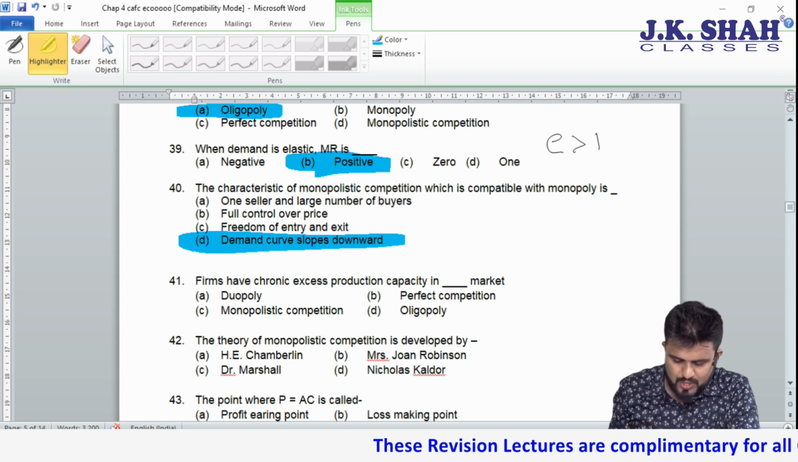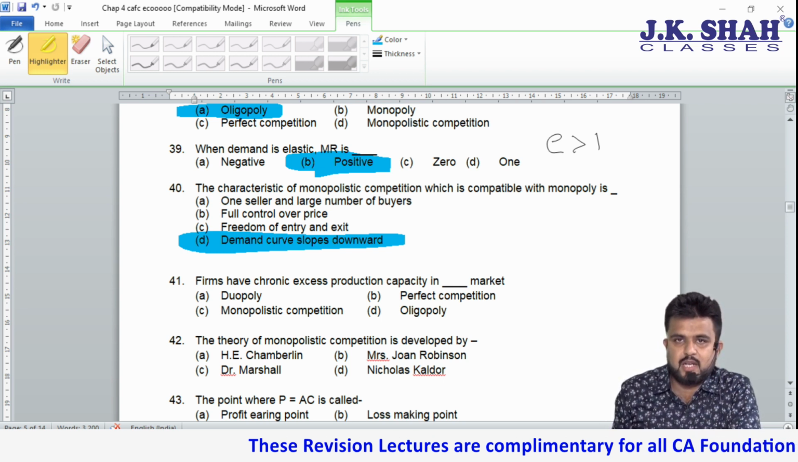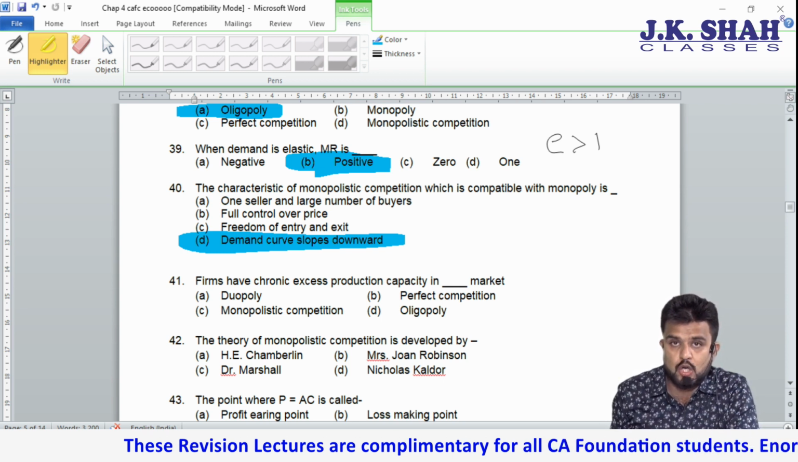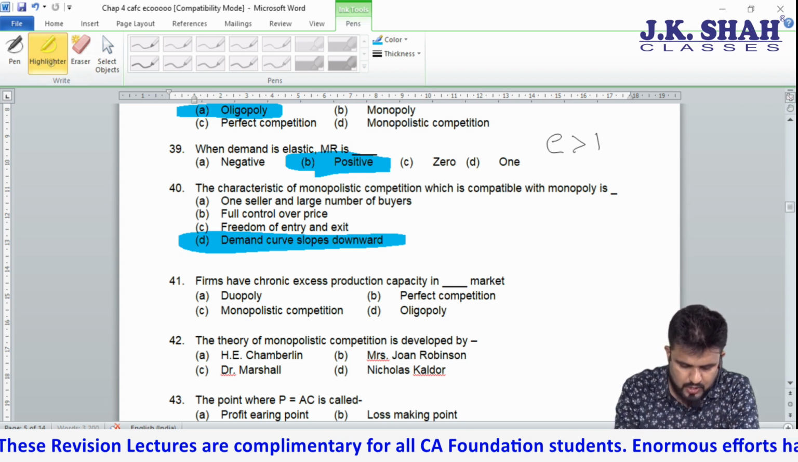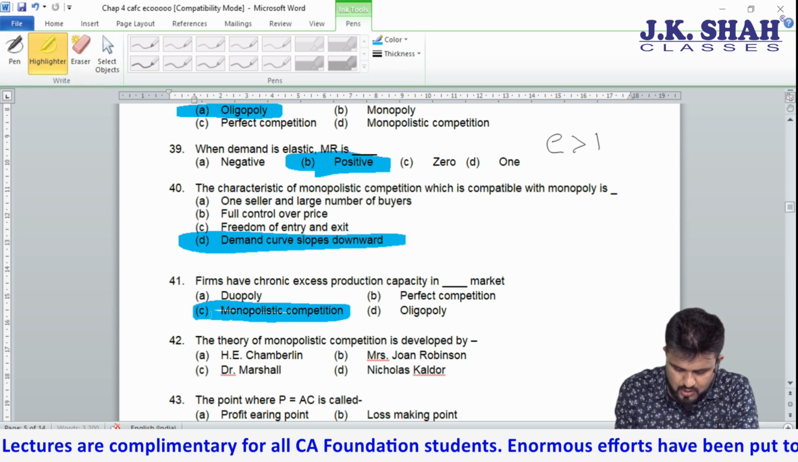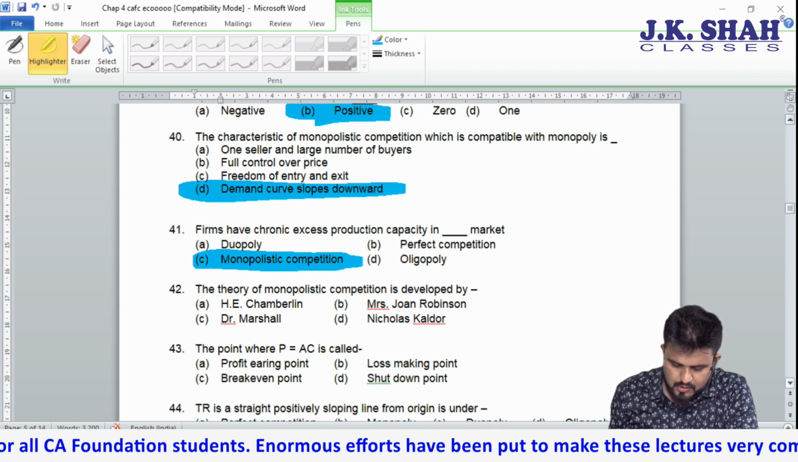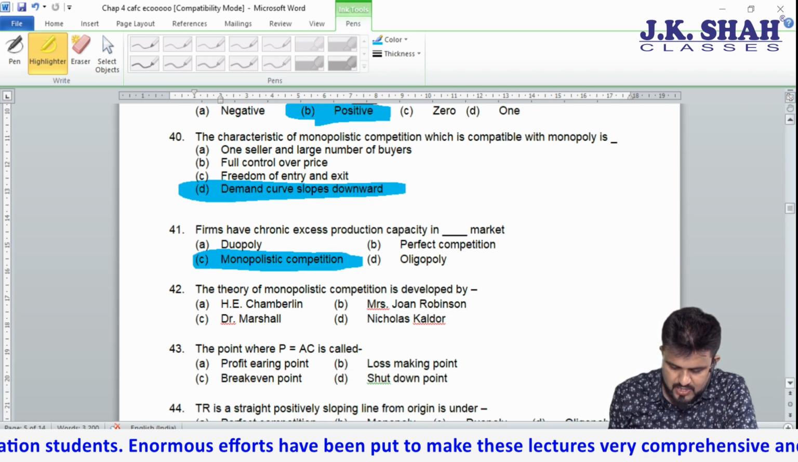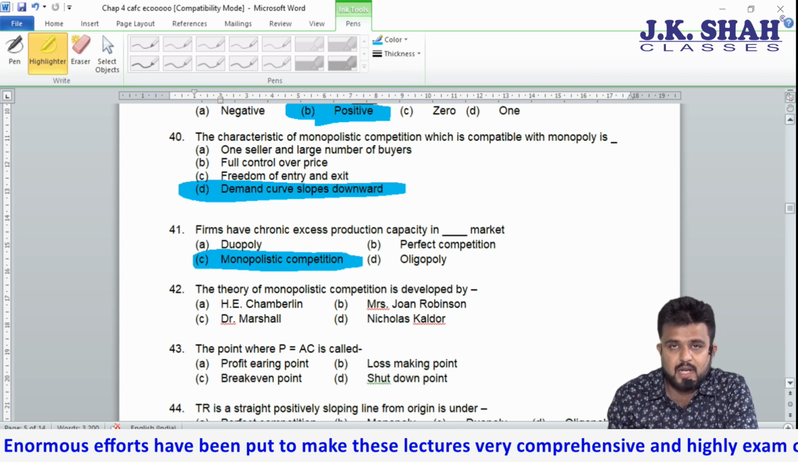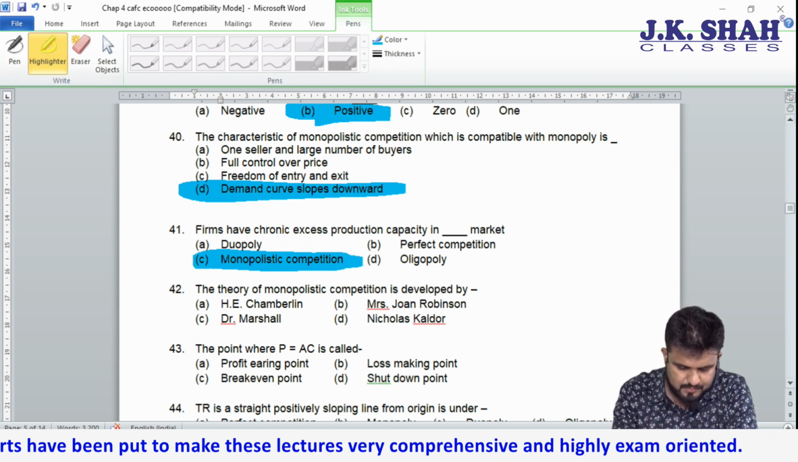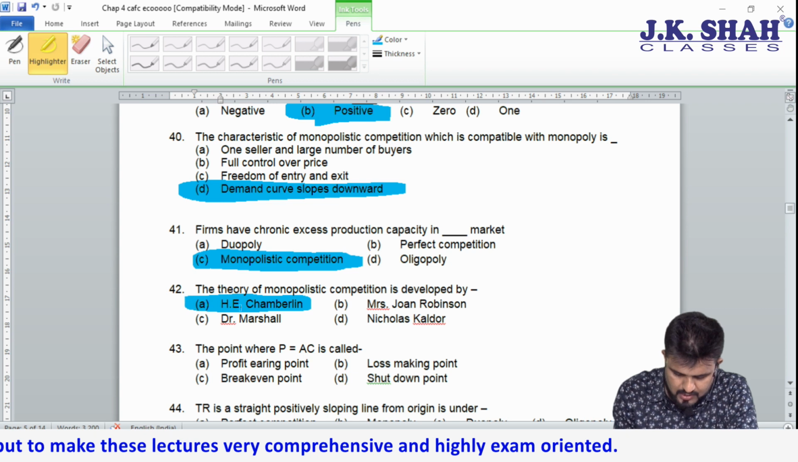Firms have chronic excess production capacity. Chronic means large, long term. So the excess capacity concept is found under monopolistic competition. The theory of monopolistic competition was developed by, as I had explained to you, Chamberlin. The correct answer is A.